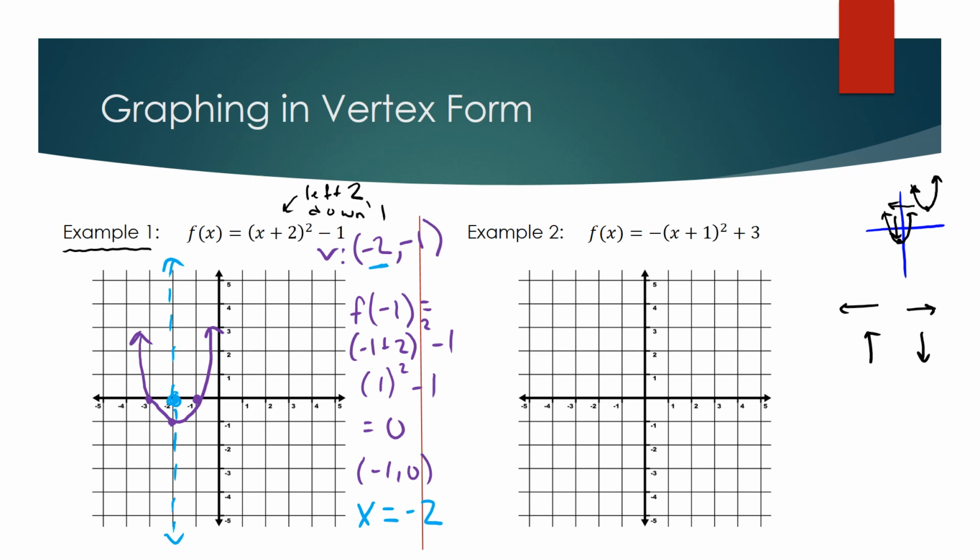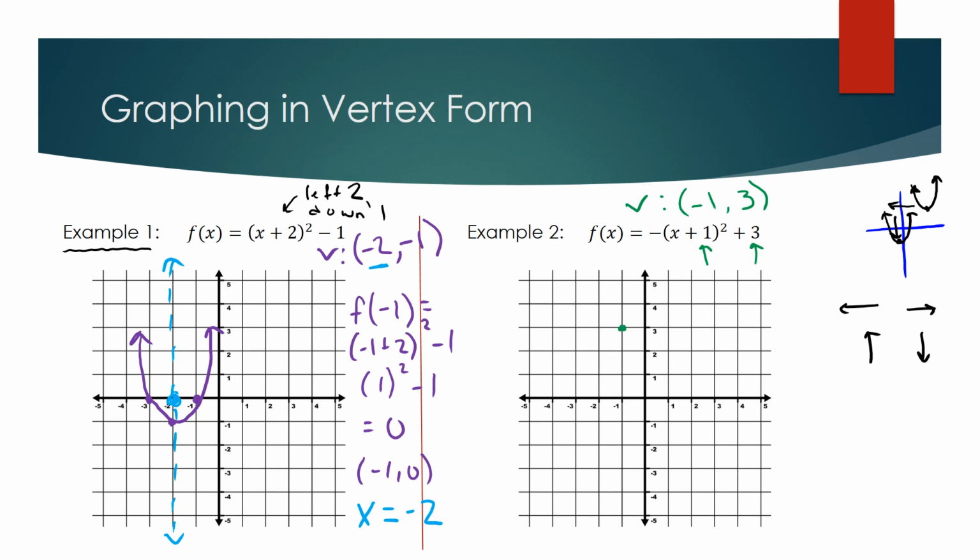We'll do this one over here in green. So we're going to start with the vertex. So hopefully you know that's going to be, by now, -1 for the left one, and it's going to be +3 for the up 3. So we're going to start at -1, 3, put a point.